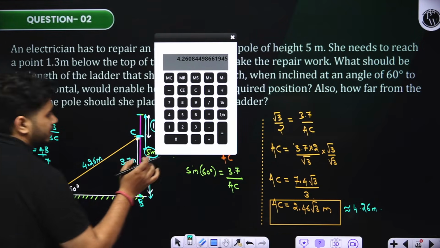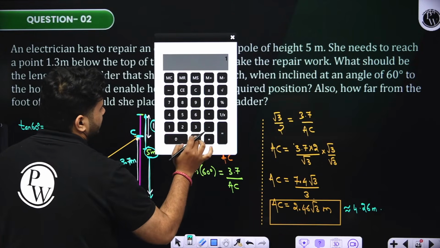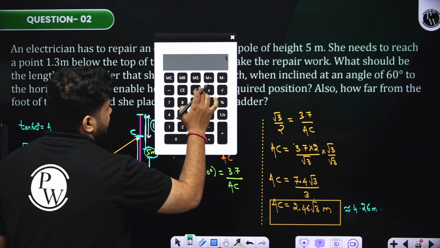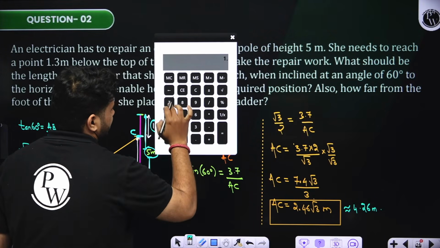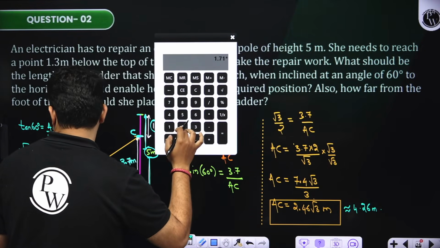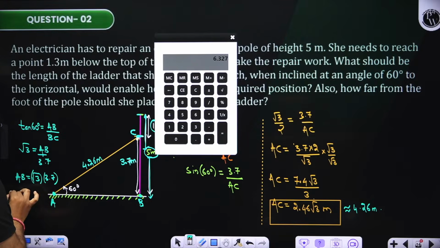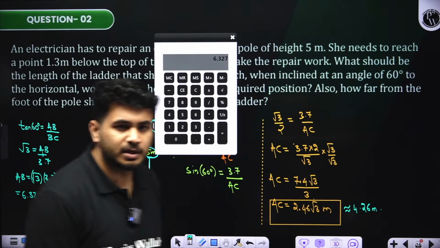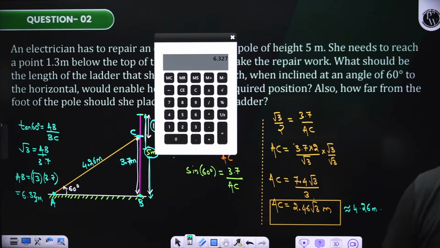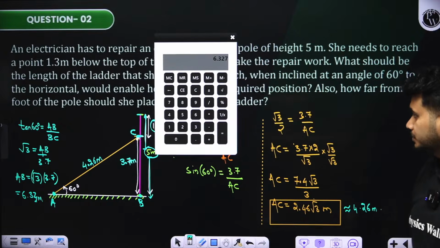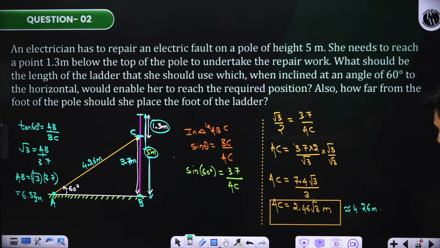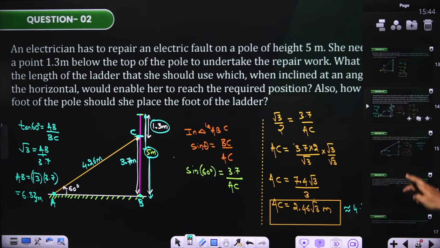Root 3 value we saw already. 1.73 multiplied by 3.7, which is 6.3433 meters. Okay, clear? These are the approximate values. Fine. Next problem, let us move on. Do you want the calculator to find the approx value?